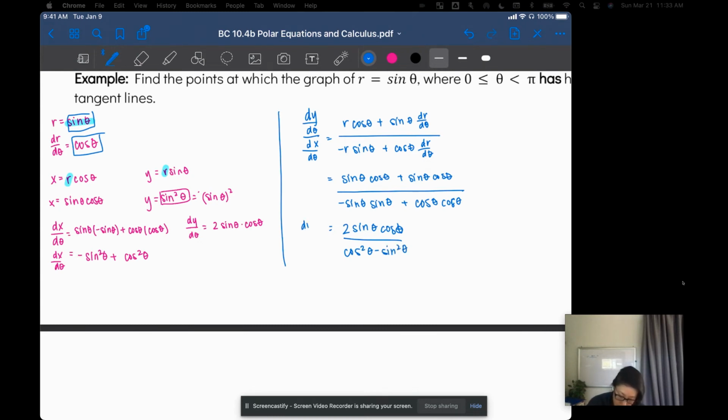And what do you know? My dy d theta, 2 sine theta cosine theta, is the same as dy d theta, and cosine squared theta minus sine squared theta is the same as dx d theta. So it doesn't matter how you derive the derivative. You can do it either way: by writing the parametric equation the pink way and then taking the derivative, or the blue way, memorizing the derivative and then just picking apart the numerator and the denominator.